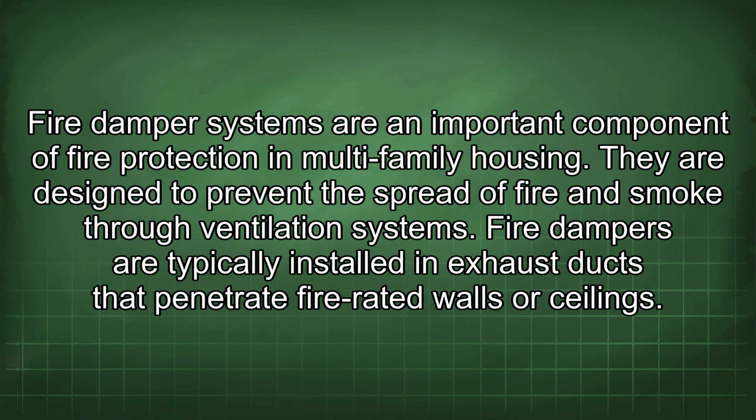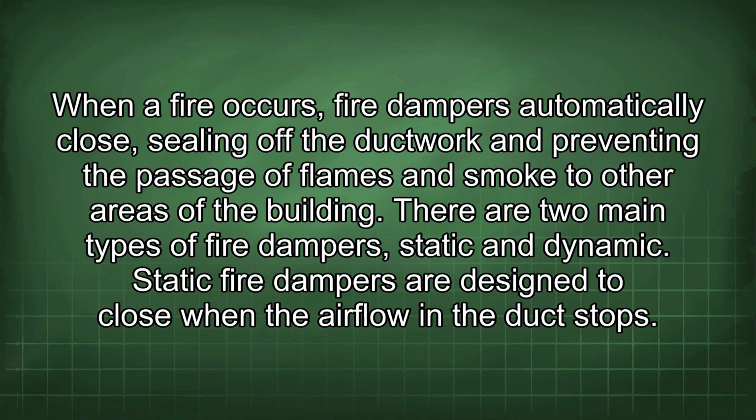Fire damper systems are an important component of fire protection in multi-family housing. They are designed to prevent the spread of fire and smoke through ventilation systems. Fire dampers are typically installed in exhaust ducts that penetrate fire-rated walls or ceilings. When a fire occurs, fire dampers automatically close, sealing off the ductwork and preventing the passage of flames and smoke to other areas of the building.